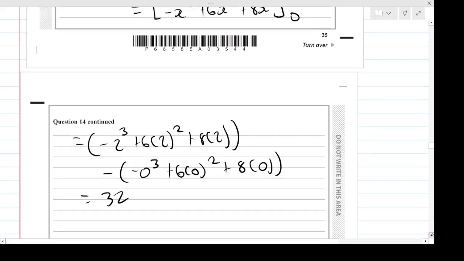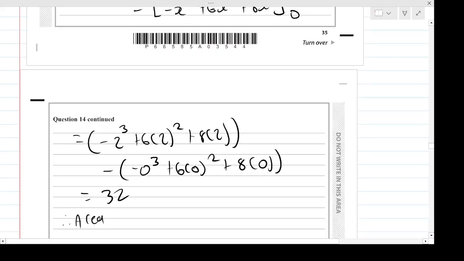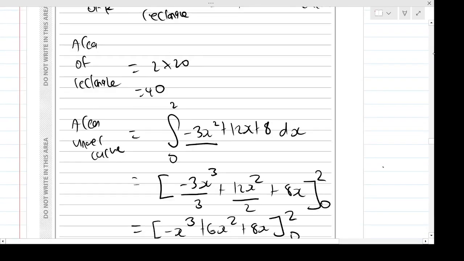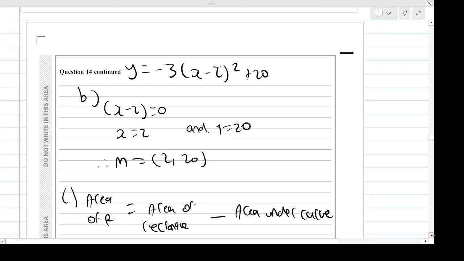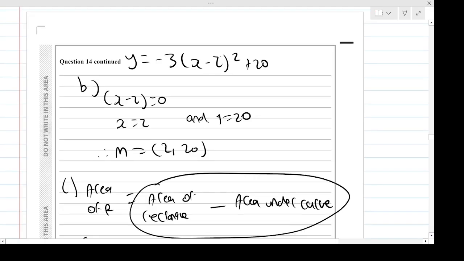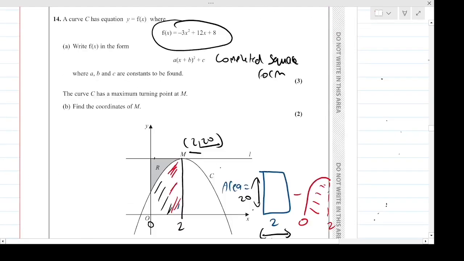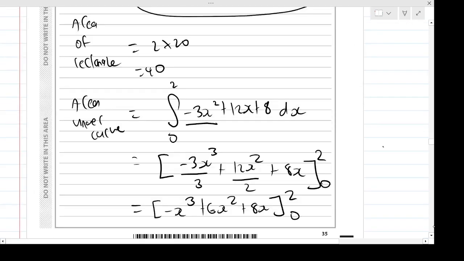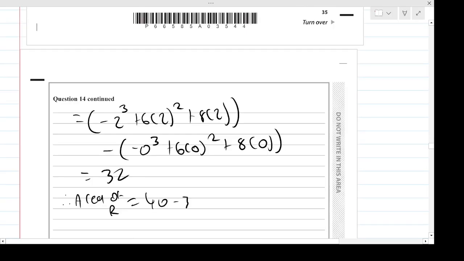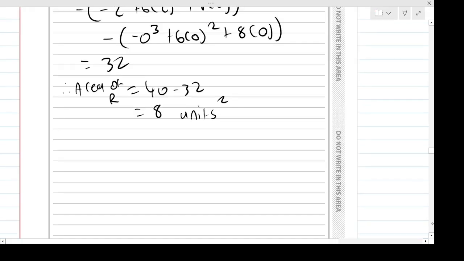So that means the area of the region that we want, which was shaded, as we discussed, is the area under the whole line from 0 to 2, which was 40, take away the area under the curve of 32. So 40 take away 32 is 8. And you could specify units squared. We don't know what the units are, it's a graph, but squared means it's an area measurement, like centimetre squared or metre squared. So that is my final answer. Cool.